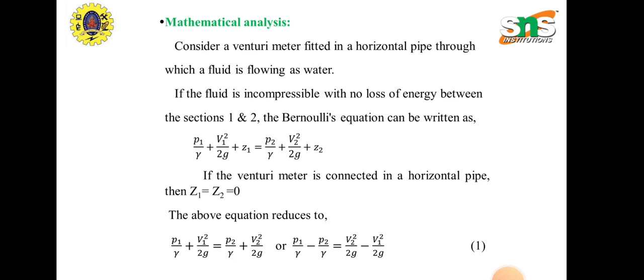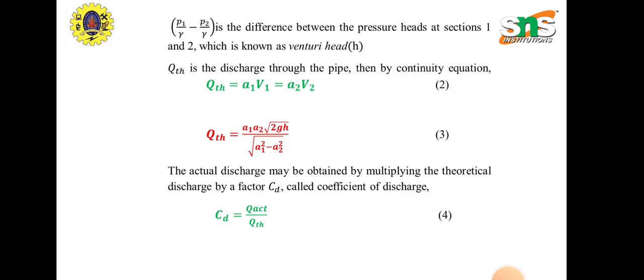So again the equation is rewritten as P1 by gamma minus P2 by gamma equal to V2 square by 2g minus V1 square by 2g. P1 by gamma minus P2 by gamma is the difference between the pressure head at section 1 and section 2, which is known as the venturi head. That can be written as H, small h.